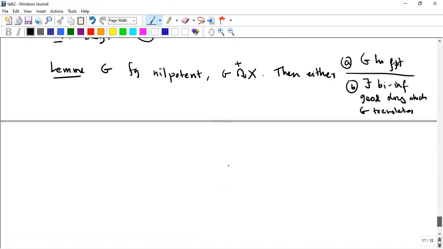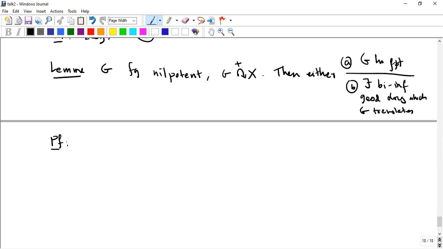Okay, so why is this true? These two are clearly mutually exclusive because if B holds, then every element is hyperbolic. I mean, this is obvious, because hyperbolic elements cannot be elliptic. So they are clearly mutually exclusive. And so why is this true?